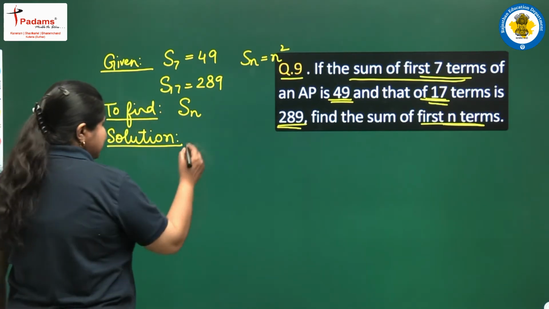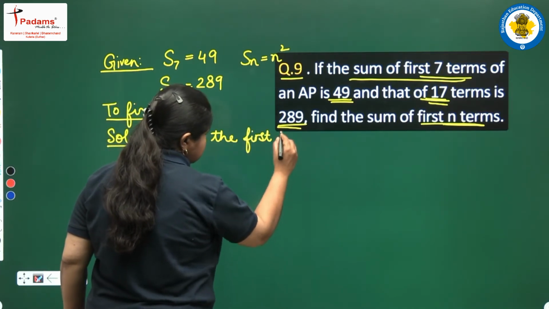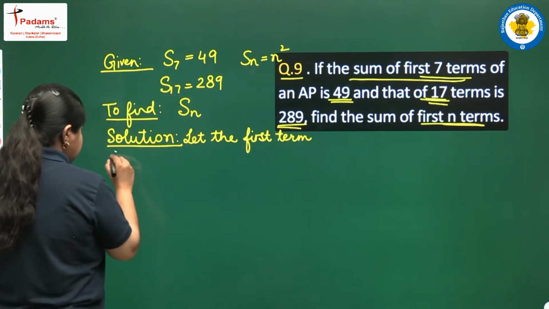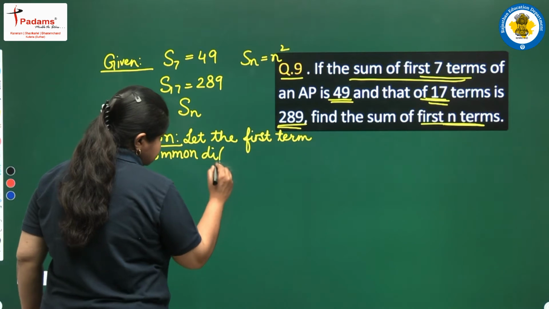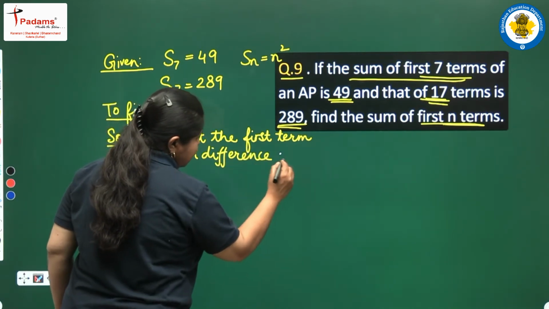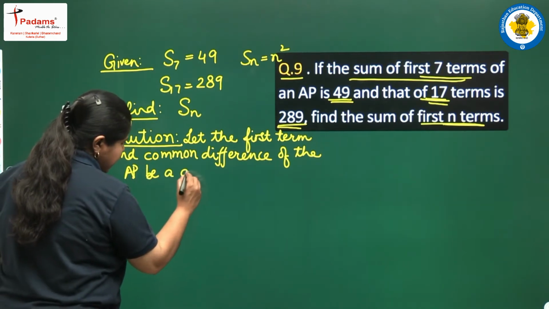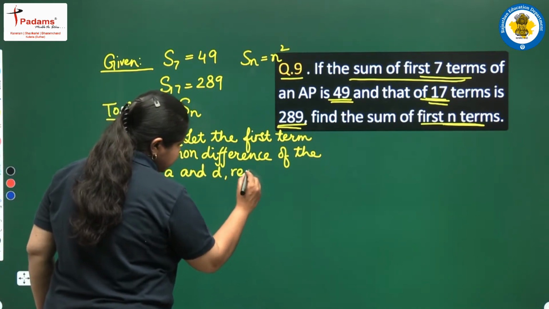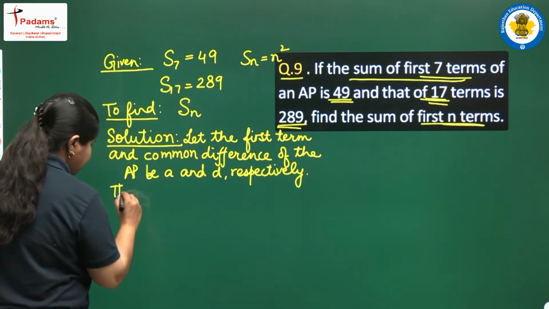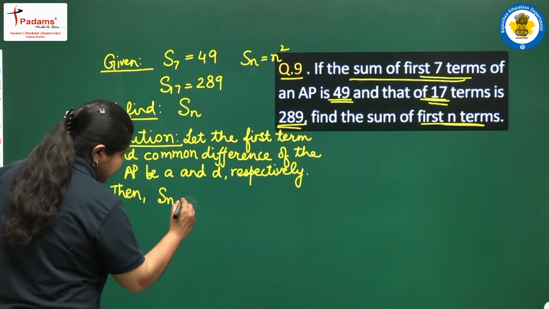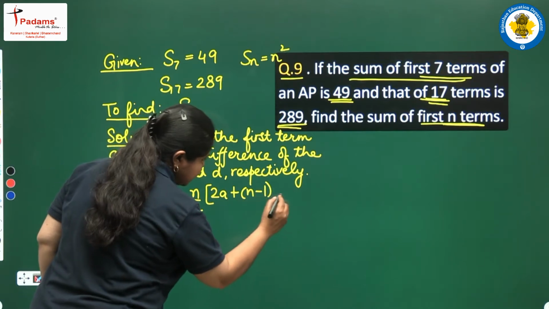We write here, let the first term and common difference of the AP be a and d respectively. Okay, then the sum of first n terms is given by Sn equal to n by 2 into 2a plus n minus 1 into d.